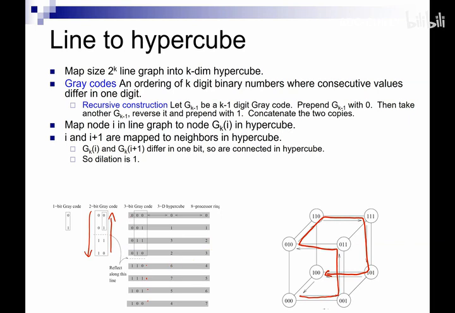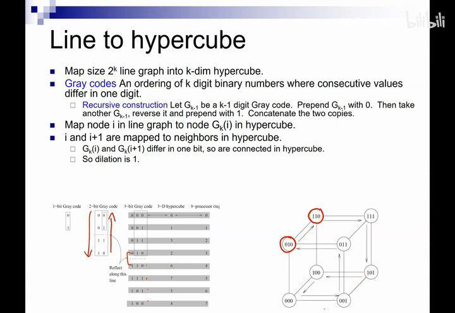And the binary representation of 2 is going to be 0, 1, 0, and the binary representation of 6 is 1, 1, 0. So therefore these 2 numbers differ in only 1 bit. And because they differ in only 1 bit, then we know that these two processors are actually connected in the hypercube, because for example, we have 0, 1, 0 over here, and 1, 1, 0 over here.